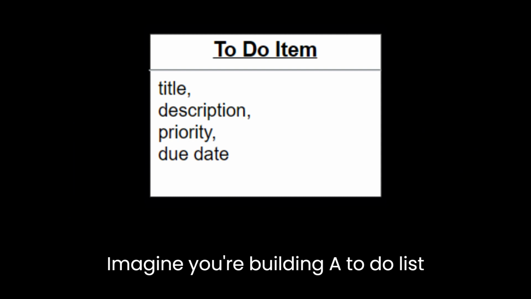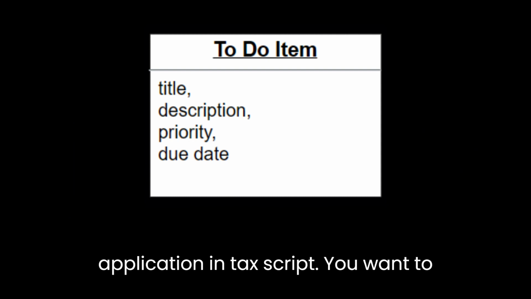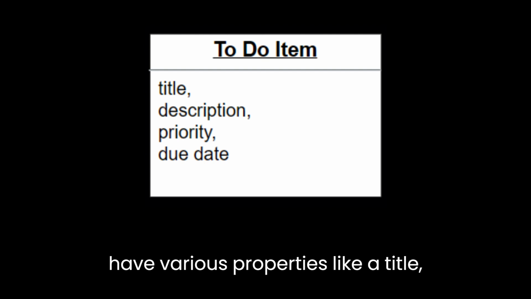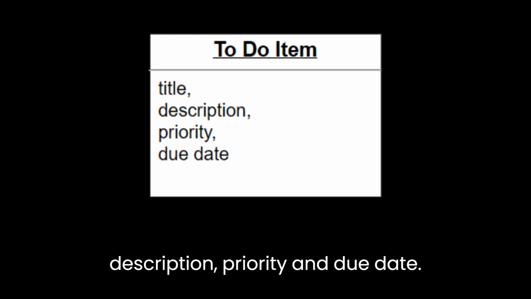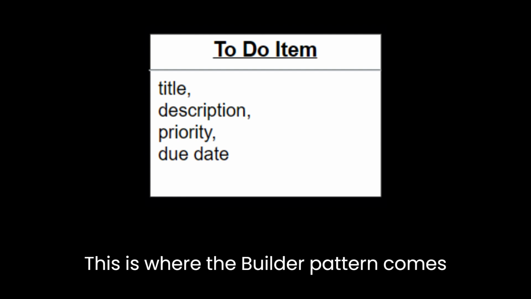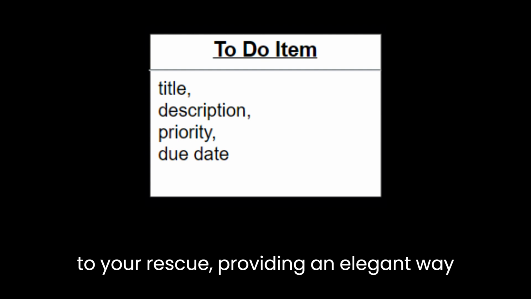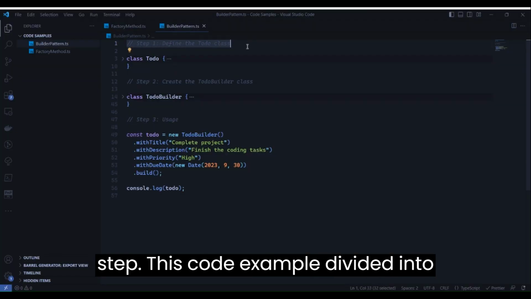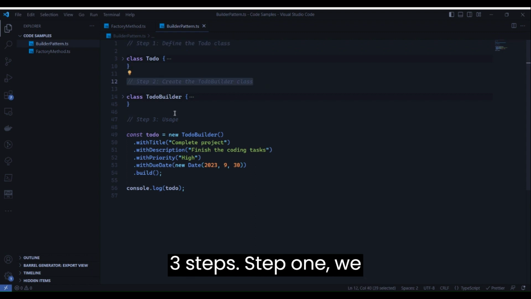Imagine you're building a to-do list application in TypeScript. You want to create to-do items, but these items can have various properties like a title, description, priority, and due date. This is where the builder pattern comes to your rescue, providing an elegant way to construct complex objects step by step. This code example is divided into 3 steps.